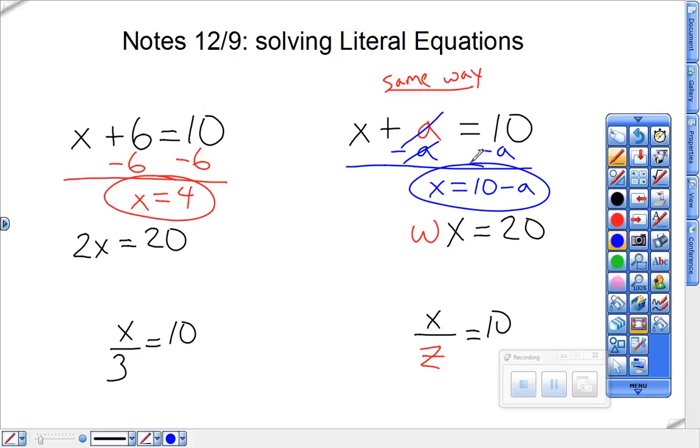The only difference on those two is, on one, 10 minus 6, I could easily simplify that because they're like terms. 10 minus 6 is 4. But on the right, 10 minus a, you cannot simplify that. So the only thing you do is write it just like 10 minus a. So that's the only difference on these. I will keep going.